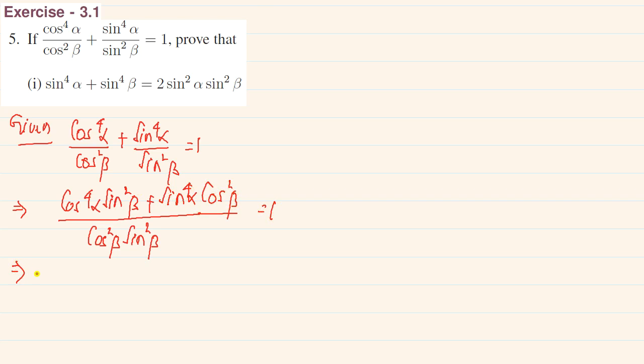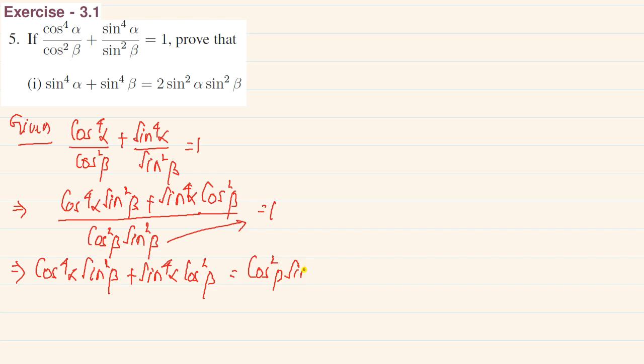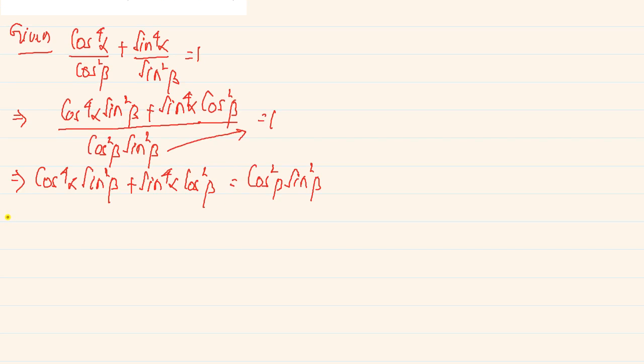Okay, so it will become cos to the power of 4 alpha sin square beta plus sin to the power of 4 alpha cos square beta. இங்கே denominator-ல இருக்கிறத நம்ம other side-ல கொண்டு போனா it will become numerator. So that is, division-ஐ வேறு side-ல கொண்டு போனா it will become multiplication. So it will become cos square beta sin square beta. Okay, so இப்போ என்ன பண்ண போறோம்னா, இங்கே இருக்கிற எல்லா sin-ஐயும் we are going to convert into cos.